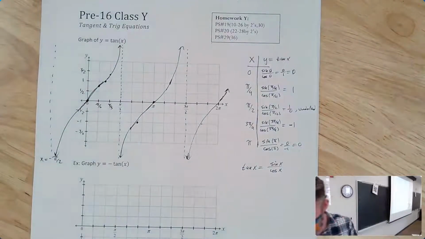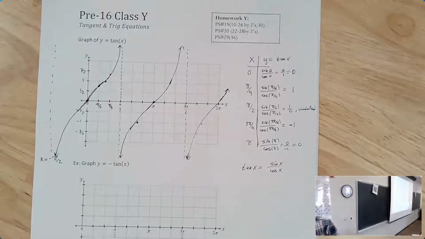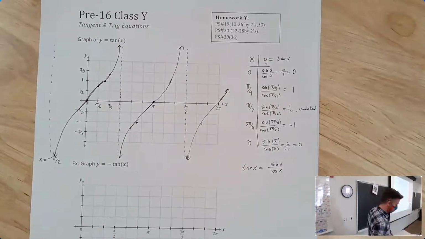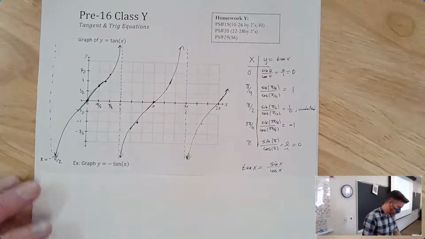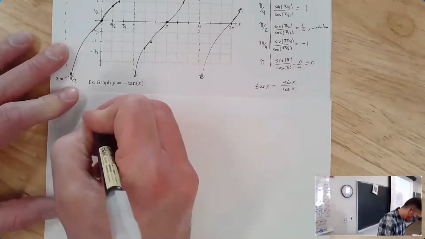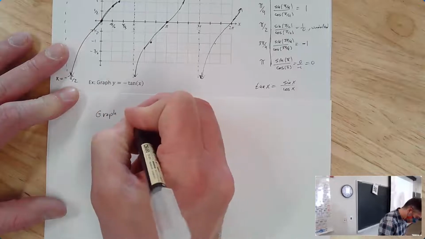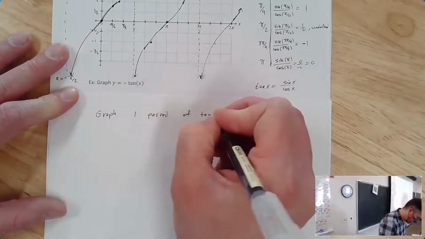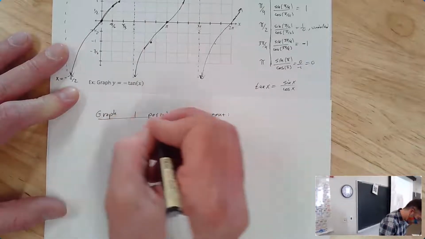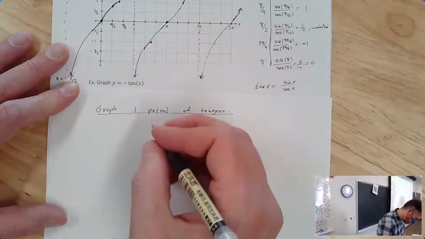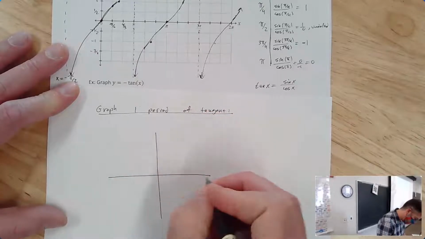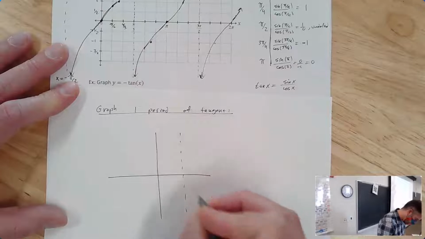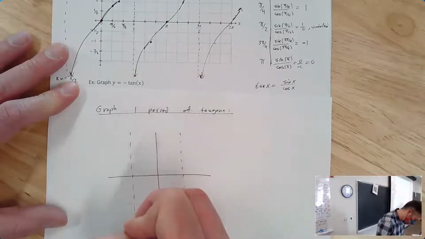So just to show you guys a little bit more nicely, here's a couple periods of tangent. If I said graph one period of tangent, here is the very not detailed graph I would draw. I'd throw up a vertical asymptote at pi over 2, a vertical asymptote at negative pi over 2.